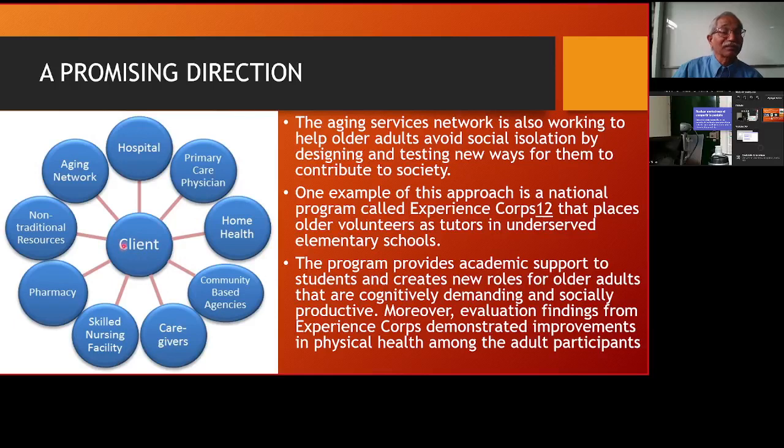So what you want is, this is your aging network: hospital, primary care physicians, home health, community-based medicine, caregivers, skilled nursing facilities, pharmacy, and non-traditional resources. These are the resources which are being developed for the aging population, so that they will continue healthy aging and not diseased aging. And these type of services are necessary.